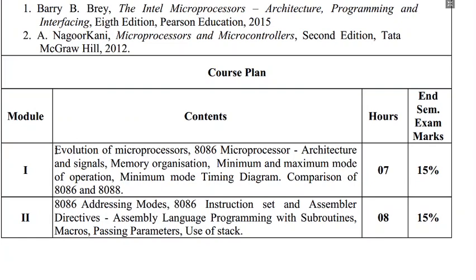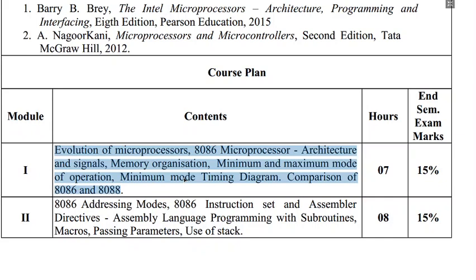So we will see what the course plan is. As I told you, the university expects us to complete module 1 within the first week. These are the topics in module 1: the basics of the 8086 microprocessor, architecture, memory organization, modes of operation, then comparison of 8086 and 8088. This is what we will study in week 1.